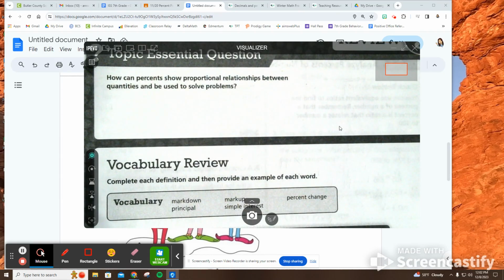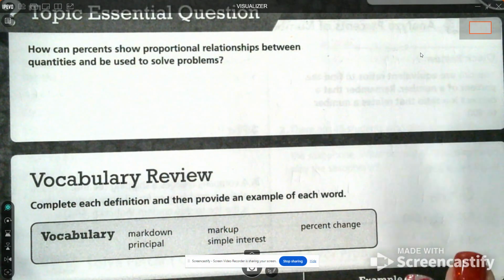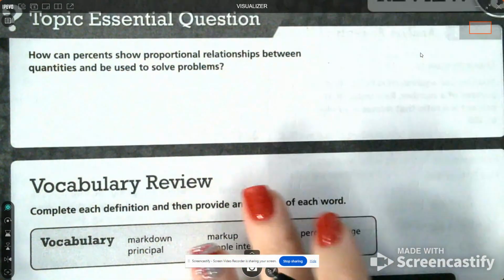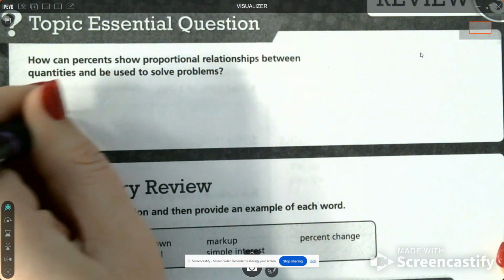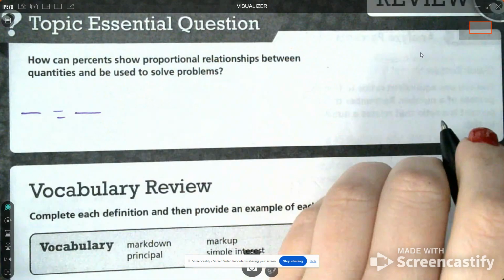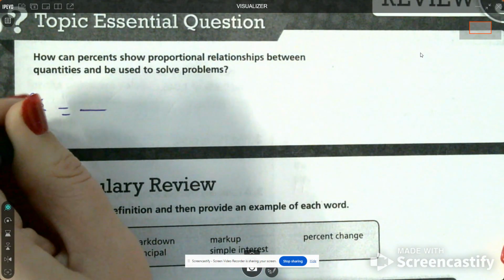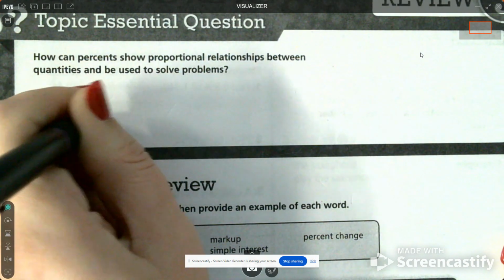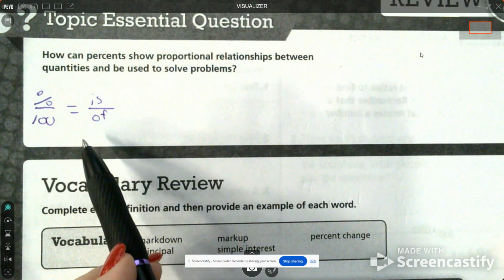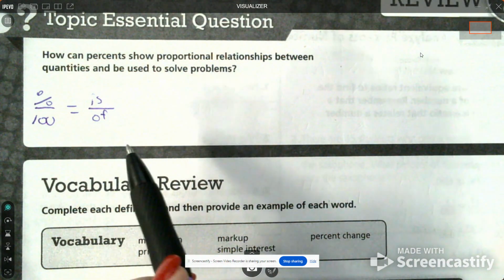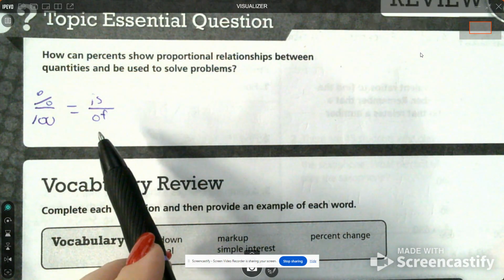So there are 4 things that you need to know on this test. Because if you know these 4 things, then you should be able to answer any of the questions. The first one is the percent proportion, which we know is percent over 100 equals is over of. This is probably what we spend half of the unit doing, just a bunch of percent proportion problems. So this is really, really important that you know it.